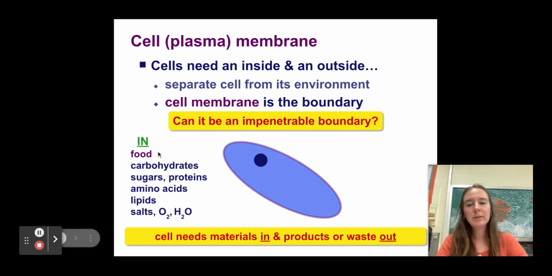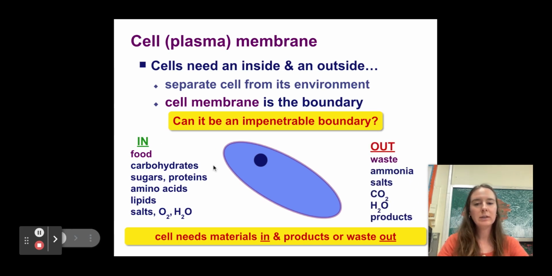So, some things that need to get in are food, so the cell can have energy, carbohydrates, sugars, proteins, amino acids, lipids, salts, oxygen, water. When we talk about metabolism, we talk about cellular respiration. We'll learn about why all these components are important. But basically, all these materials help the cell stay alive and give it energy, supply it with nutrients.